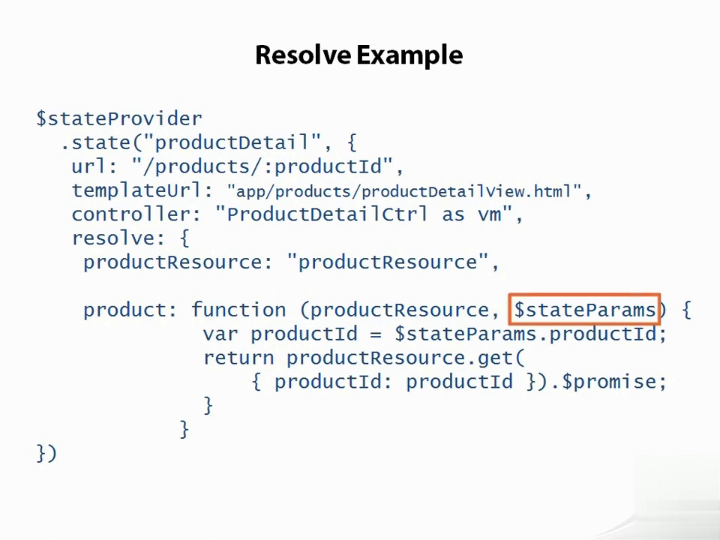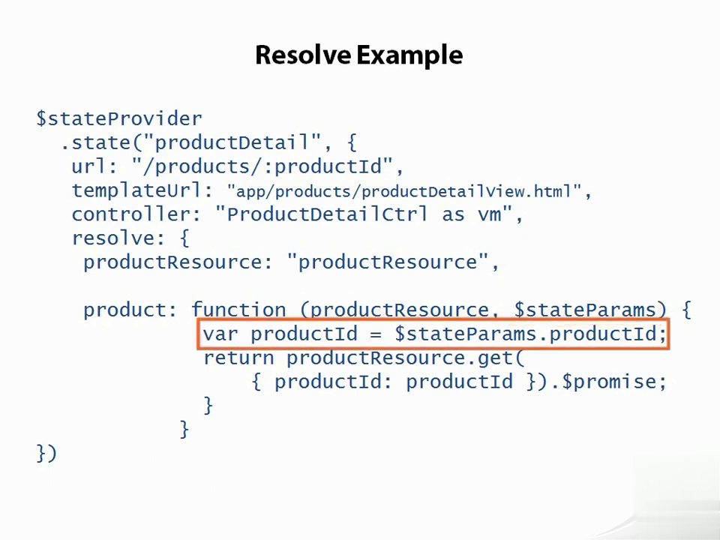It is a service that is populated by the current state's parameters. This service is needed because our product detail state has a product ID parameter, and we want to obtain that parameter in order to retrieve the appropriate product. The first line of this function uses $stateParams to read the product ID parameter.